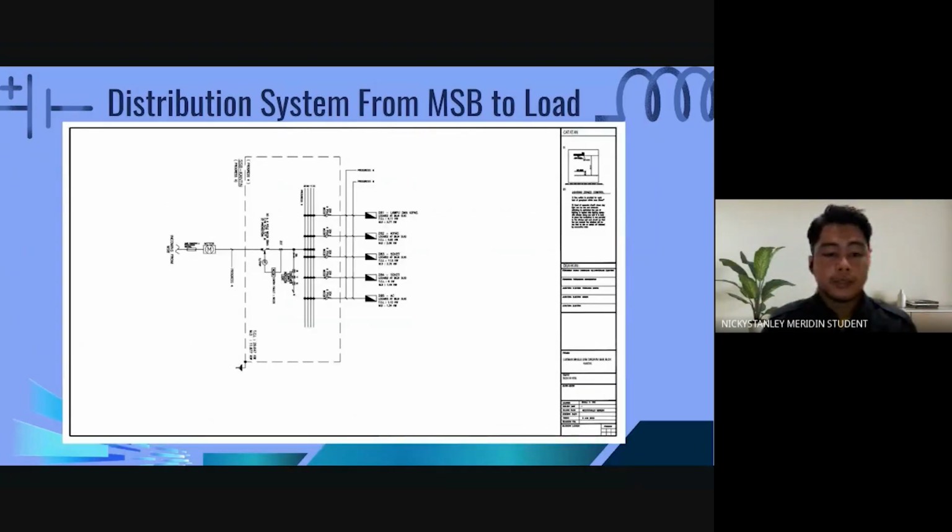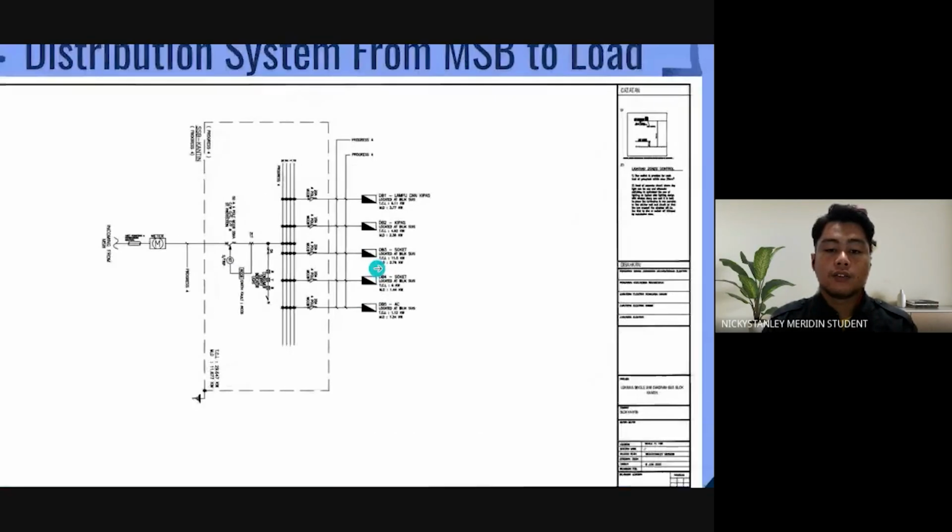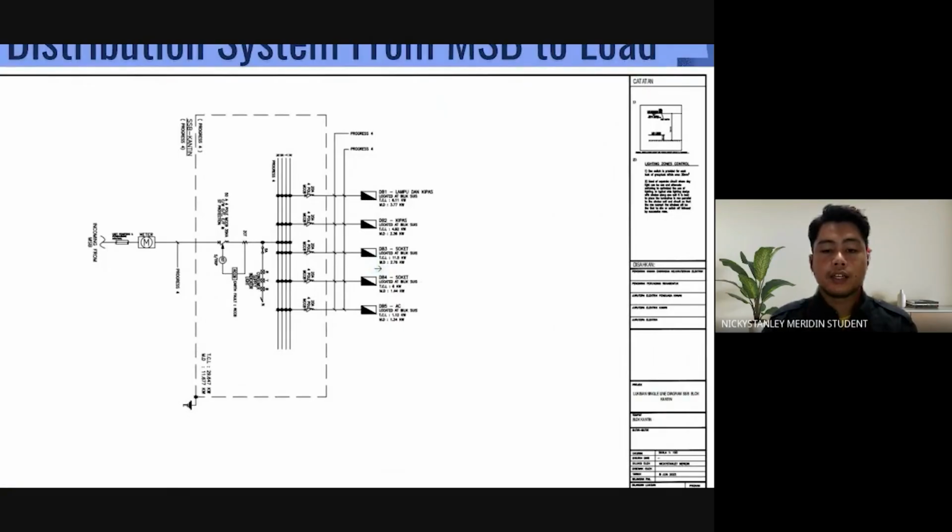So this is the SSB. Incoming from the MSB, we have 5 DBs: DB lampu 1, DB lampu 2, DB 3 soket, DB 4 soket, and DB 5 aircon. So each DB, we connect it to the MCCB, which is 20A and 4 pole. As you can see here, doctor. So let's continue to the next slide.